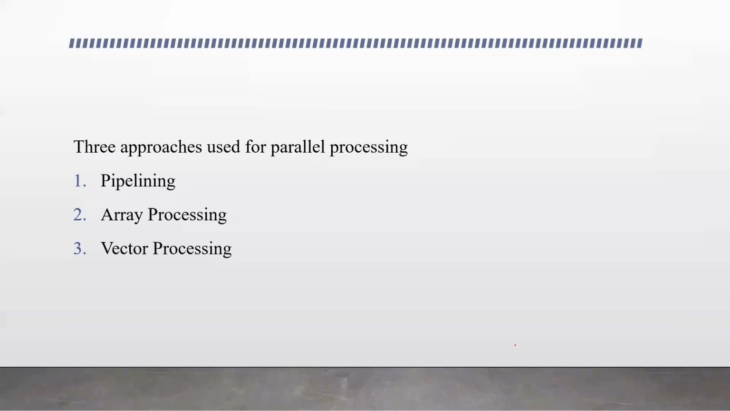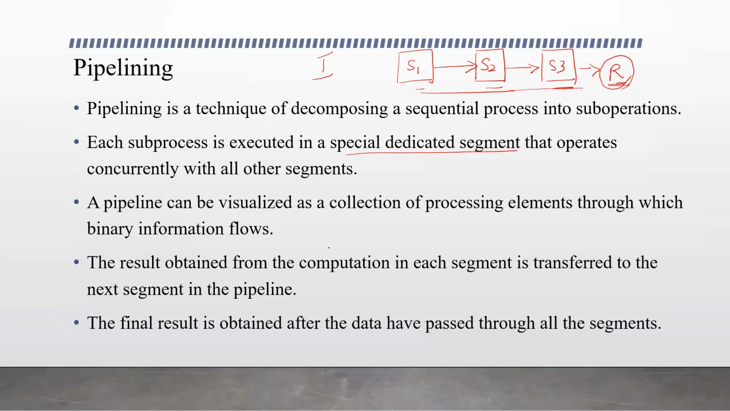Different approaches for implementing parallel processing are pipelining, array processing, and vector processing. Pipelining is a technique of decomposing a sequential process into sub-operations, and these are executed in different segments that operate independently and in parallel. The collection of these segments forms a pipeline, and information flows from one segment to another. When all these segments complete the operation, the final result is obtained.